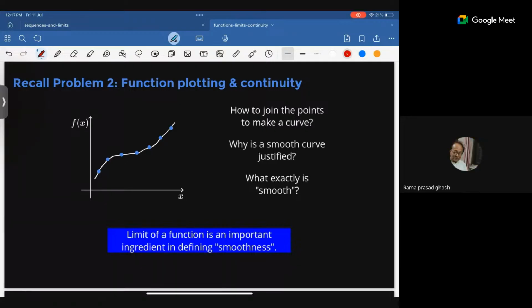Sir, again, I am very sorry to disturb you. The point is that I am not able to access that academic calendar. So where can I get the links for today's and yesterday's lectures?